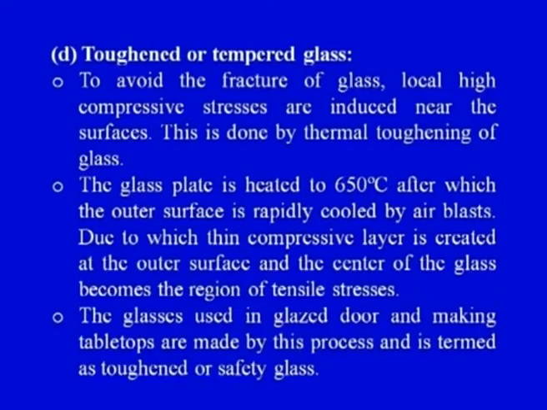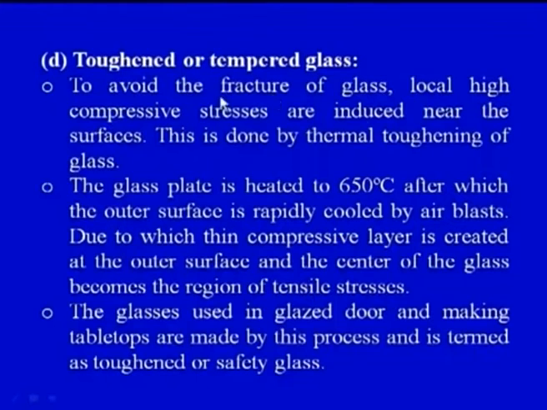Now, why do we need to do the toughening or tempering of the glass? To avoid the fracture of glass, local high compressive stresses are induced near the surfaces. This is done by thermal toughening of the glass. So, what does this mean? This means that if we want to avoid the fracture of the glass, we need to have compressive stresses at the surface and the tensile stresses in between. So, to avoid the fracture of the glass, local high compressive stresses are induced near the surface by thermal toughening.